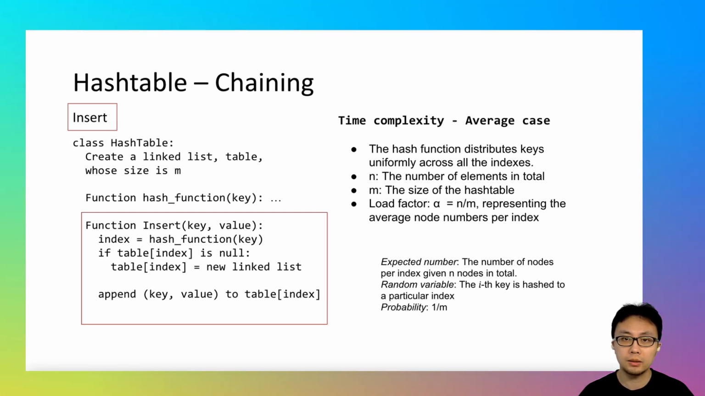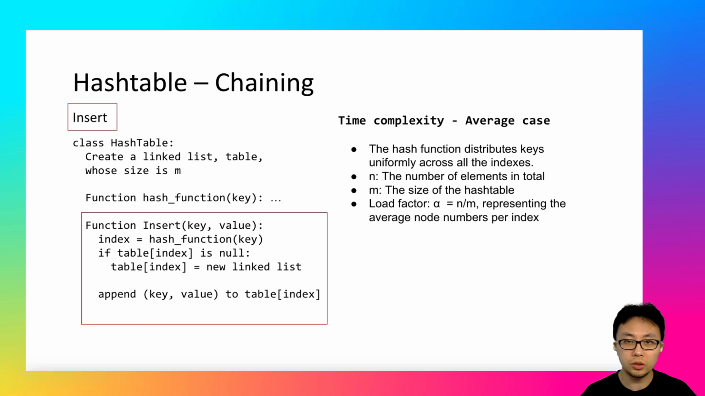That said, the time it takes to insert a node at the end of a linked list is all about traversing all the nodes in the linked list, which is in proportion to the number of nodes, which we already know is represented by the load factor alpha. Additionally, to account for the constant number of steps it takes to actually insert this new node, we also need to add 1 to those steps, which gives you 1 plus alpha. So the average time complexity of the insert method is big O of 1 plus alpha.